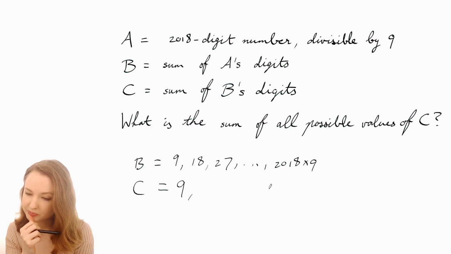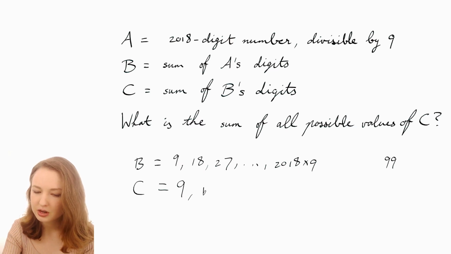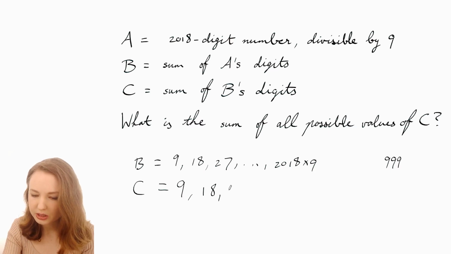C could be 18 if B was 99, for instance, because then C would be 9 plus 9. And 99 is a possible value because that's just 11 times 9, so that's definitely in that sequence. So we could have 18. To get 27 for C, you'd have to have 999, which also is possible. That's in that range, because that's 111 times 9, so that's fine. So 27 is possible.